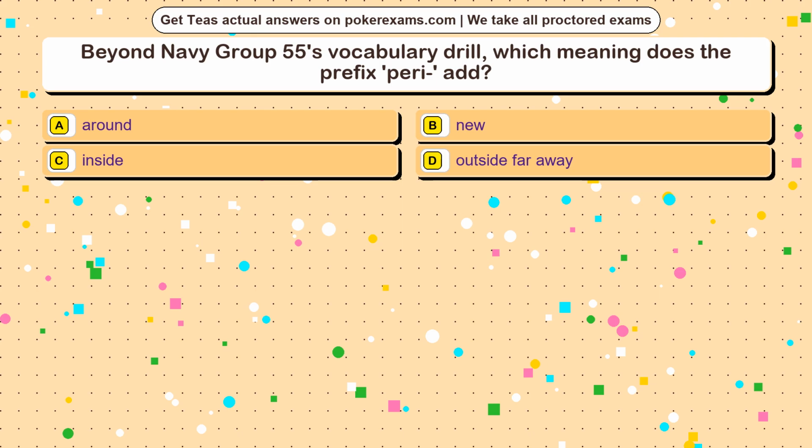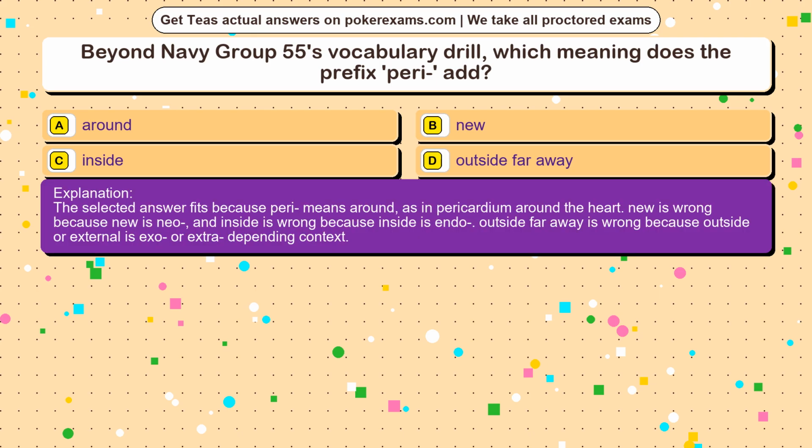The correct answer is option. The selected answer fits because peri means around, as in pericardium, around the heart. New is wrong because new is neo-, and inside is wrong because inside is endo-. Outside, far away is wrong because outside or external is exo or extra depending on context.